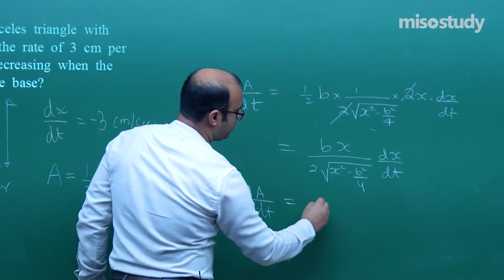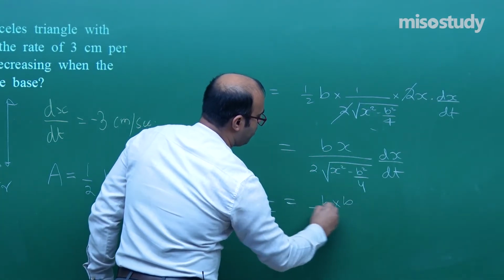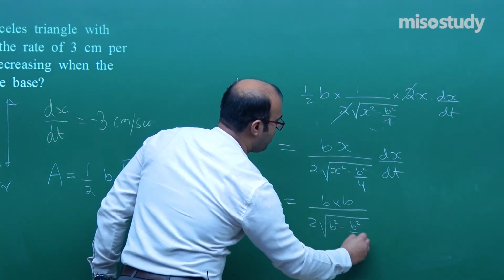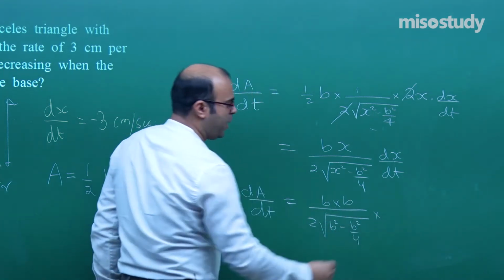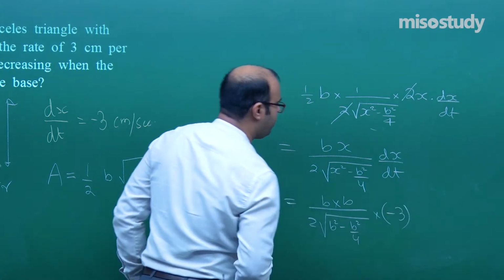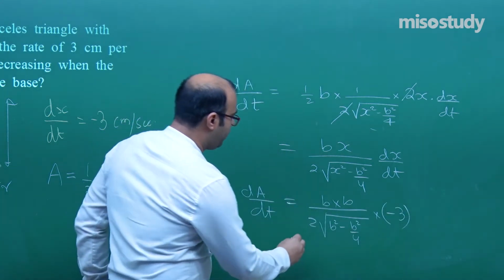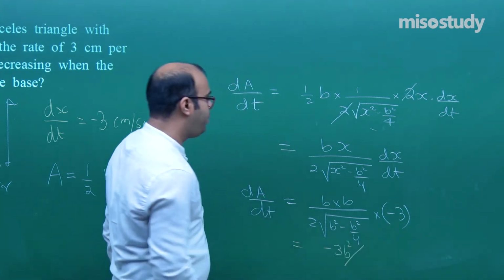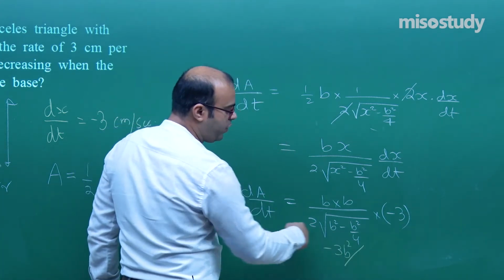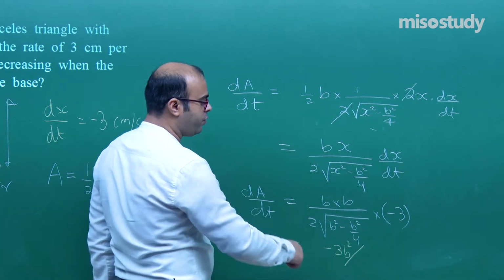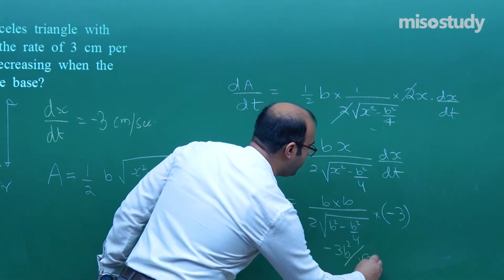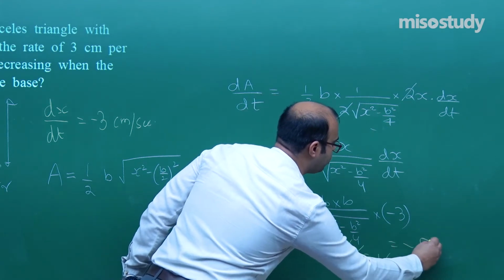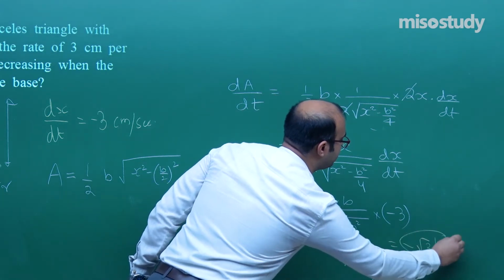So when we put x is equal to b, b into b by 2 times root over b square minus b square by 4, and dx by dt is constant, that is minus 3, which is given in the question. So this will come out to be b square minus 3b square divided by 2, and this 2 will cancel after taking LCM and out of the root. This will become root 3b. So b will cancel, and this is finally minus root 3b, which is the answer.